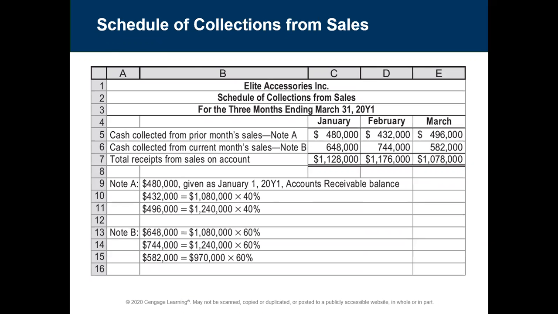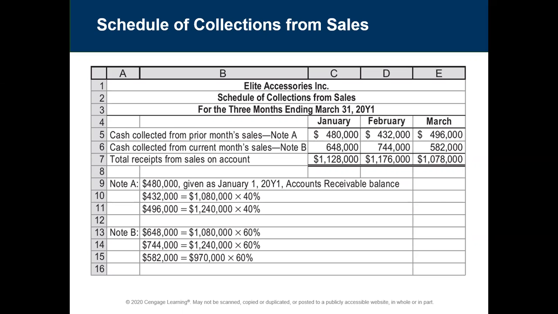A schedule of collections from sales. So now we're getting into recognizing that even though we made a certain amount of sales in a month, we don't always collect all of the sales in that month, and sometimes they get collected in future months. So this business has cash collected from prior month sales, cash collected from current month sales, and then total receipts. So this is the cash budget that we're starting to work on, is how much cash we actually collected each month.